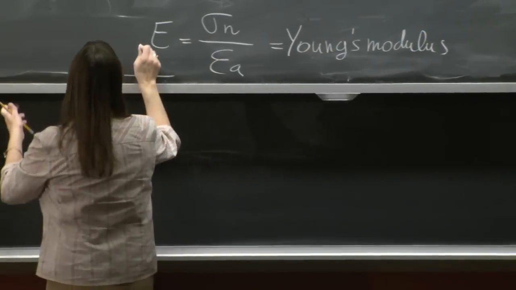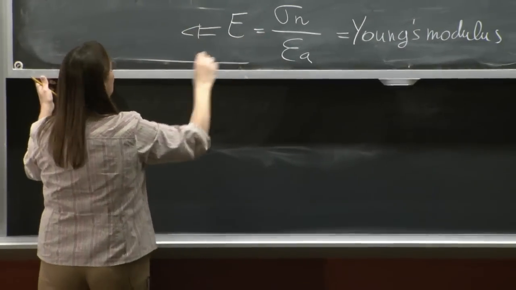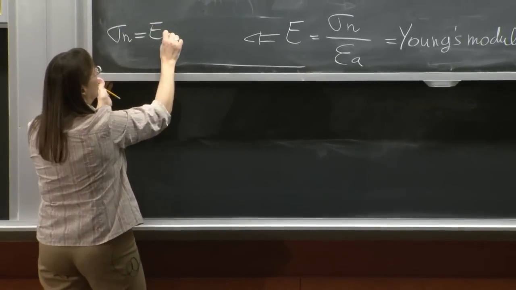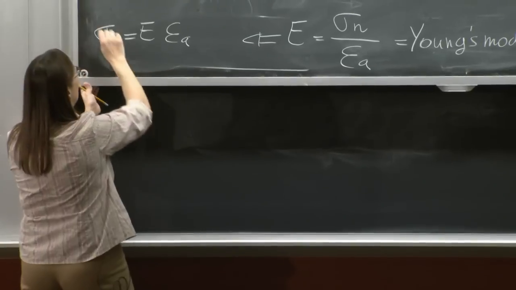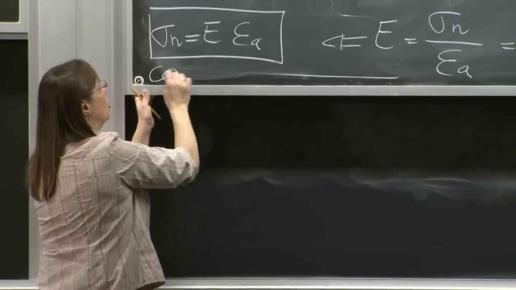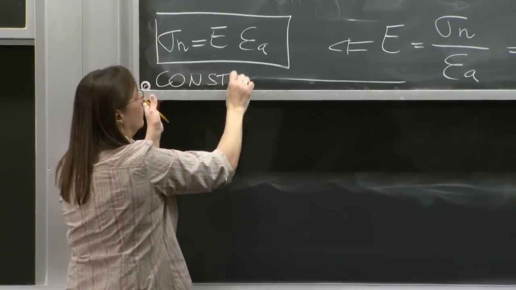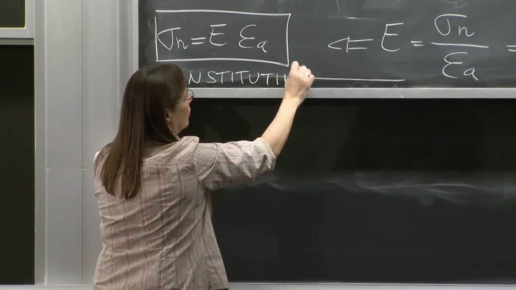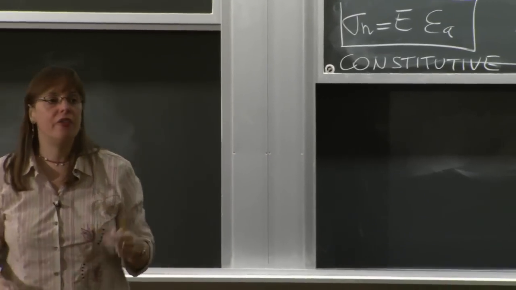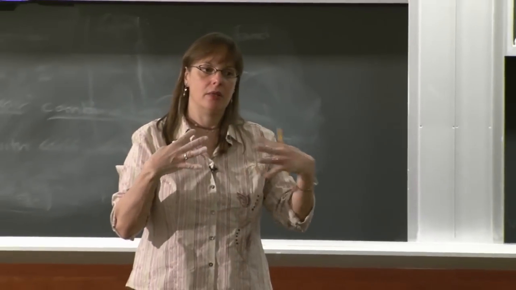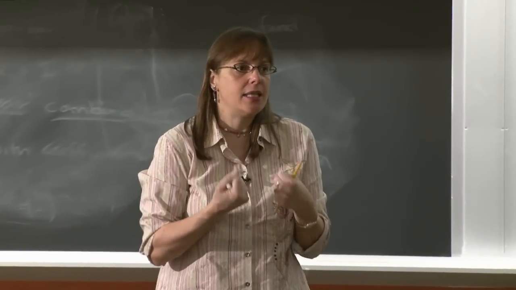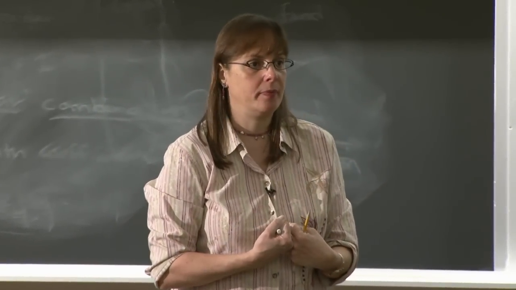And the equivalent relationship here says that the normal stress is equal to E times epsilon axial. This is our first example of a constitutive relationship. This is our very first example of how the deformation and loading is connected at a material level. Okay?